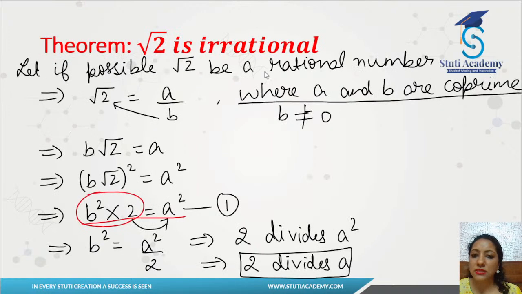So at home, please do this. Root 2 is irrational. Practice this. Also practice the same for root 3 and root 5. Root 5 is irrational, that's one of the questions of NCERT. Try to do this on your own. It's on the same lines.